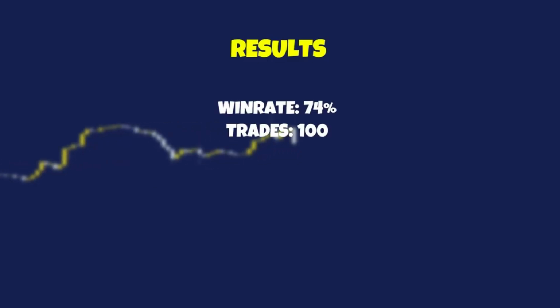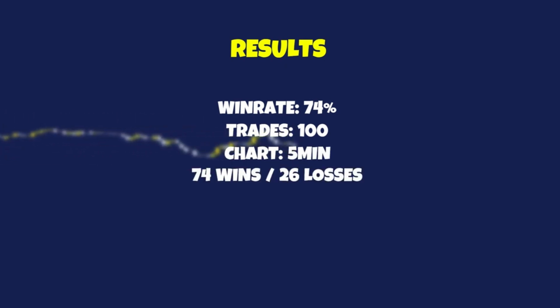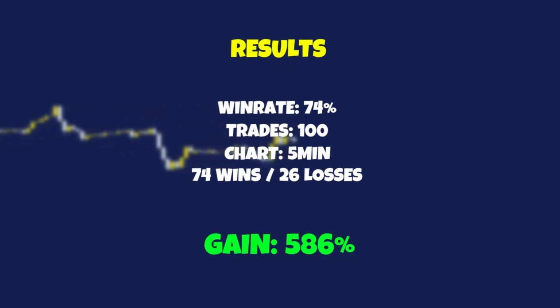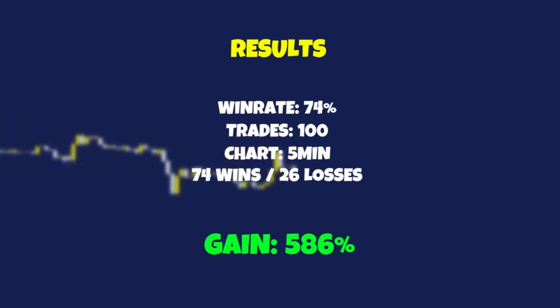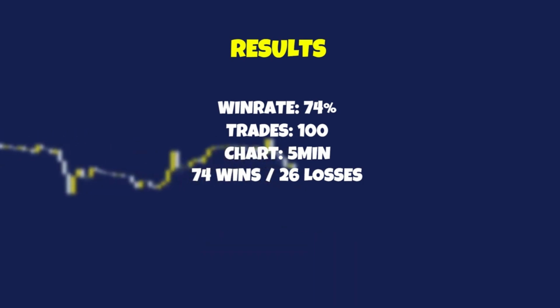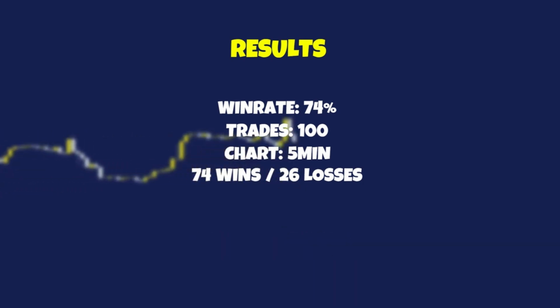So here are the awesome results for this strategy. We managed a 74% win rate over 100 trades on a 5-minute chart. Both Forex and crypto markets had a similar result. We had 74 winning trades and only 26 losing trades, which is pretty good to see, and had an amazing gain of 586% overall. I would say this is an awesome strategy to use for quick traders, and if you prefer swing trading, then using those partial take profits at different EMA levels will really help out.